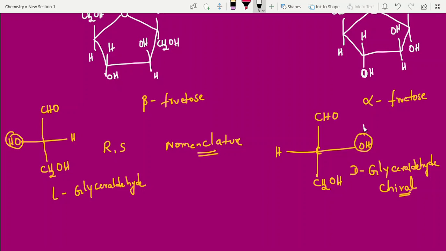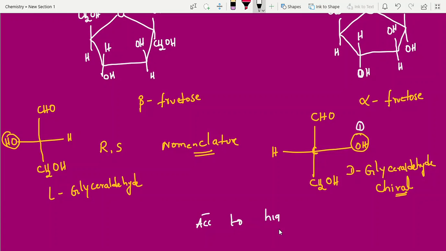So this is one, and this is the second priority. How to give priority? According to the highest atomic number, of the atom or group. Now this is the first priority, this one second priority. Why are you taking this as second priority? This is also carbon, this is also carbon, no? But here you have to write the expanded form.